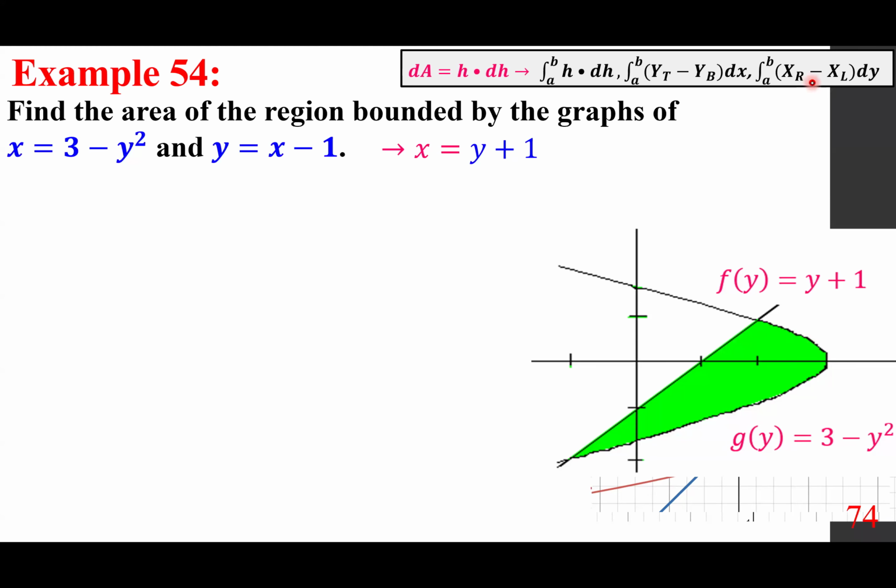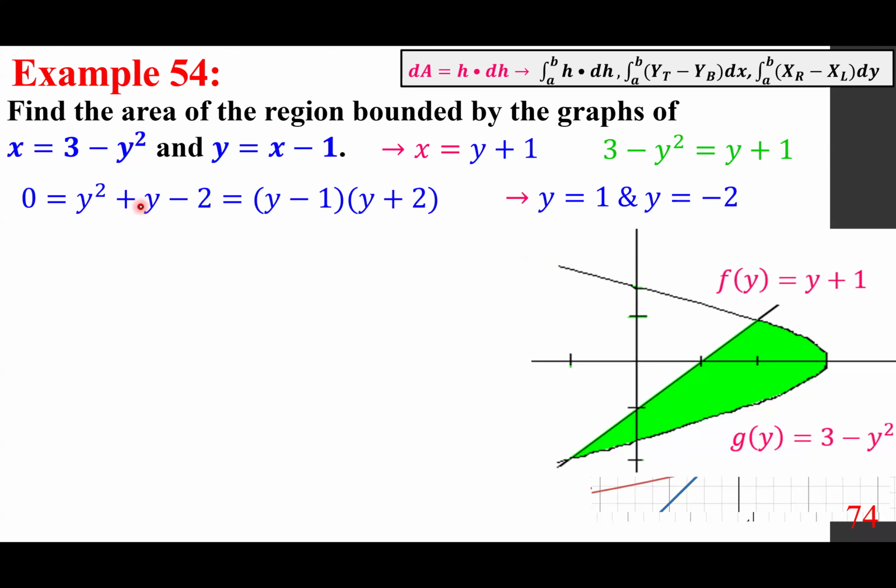Obviously, the first thing is to set them equal to find points of intersection. 3 minus y squared equals y plus 1. We take everything to the right because this is negative, so it becomes positive: y squared plus y minus 2, subtracting 3 from 1 to get -2. Again, you want two numbers whose product is -2 and sum is +1: -1 and 2. We should have no problem factoring. Y is 1, y is -2.